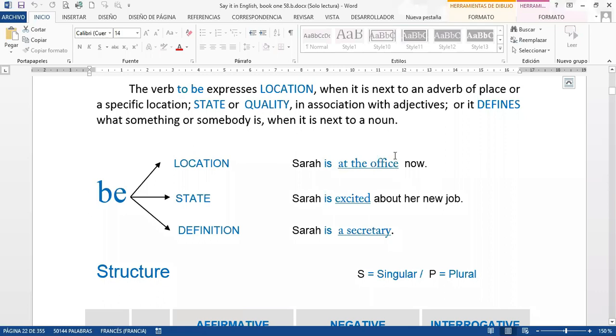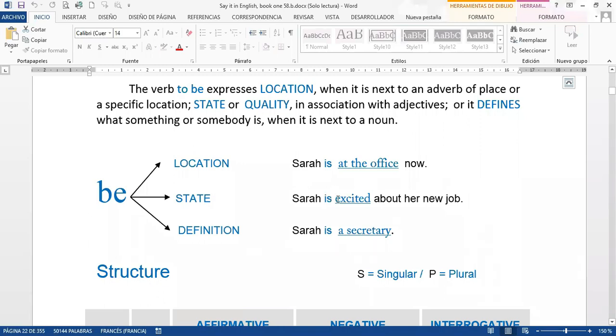She is at the office. She is at home. She is at the hospital. She is at the bank. So we use the verb to be in relation to a location or a place. The verb to be can be associated with a state too. For example, Sarah is excited about her new job. So it means she is happy about her new job. She's very happy. She is excited.